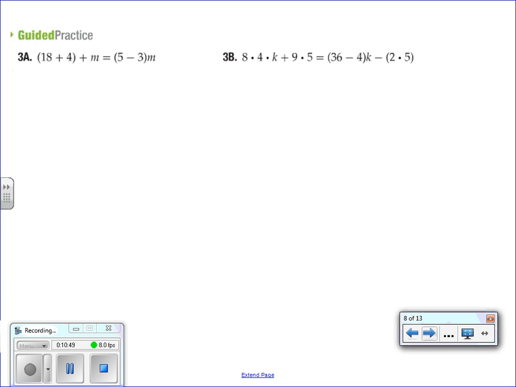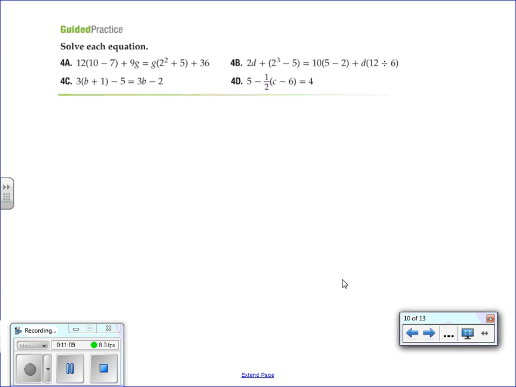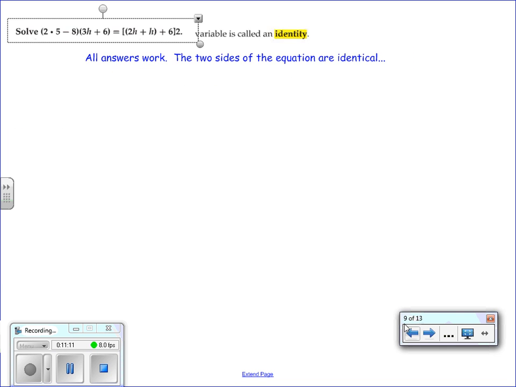Here are two problems for you, 3A and 3B. Go ahead and work those two problems. And we will be doing these problems on the board in class tomorrow, or next time we meet. So be prepared to put them on the board. All right. Skip one. Skip two.